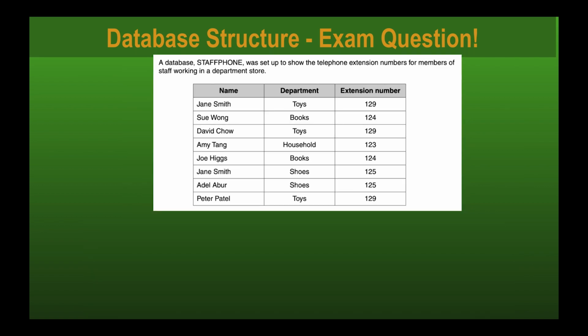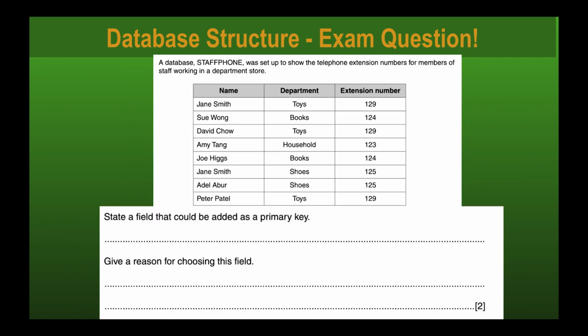All right, another question on this same table. What could we use as a primary key instead? So nothing here is good for a primary key. What we need to do is take a look at the scenario, read the scenario, pause it now if you want to, write an answer.